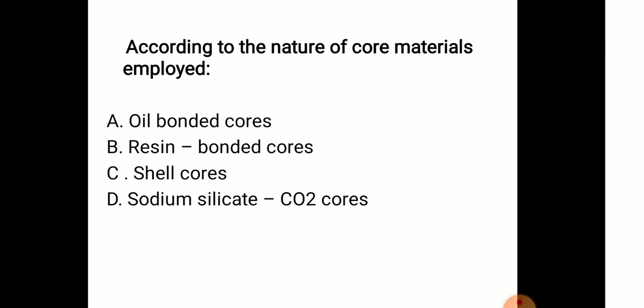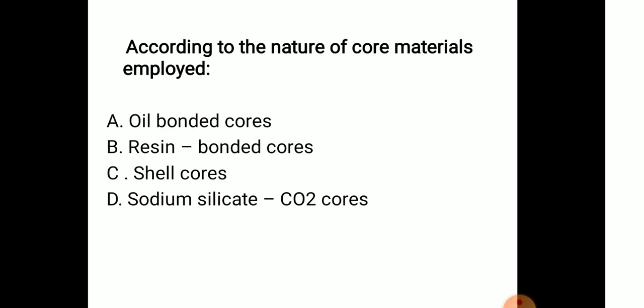Second one is the resin bonded core. A phenol resin bonded sand is rammed in the core box. The core is removed from the core box and baked in a core oven at 375 to 450 Fahrenheit to harden the core. This is the resin bonded core. Then third is shell core. Shell cores can be made manually or on a machine. The core box is heated to a temperature of the order of 400 to 600 Fahrenheit. This is the shell core.